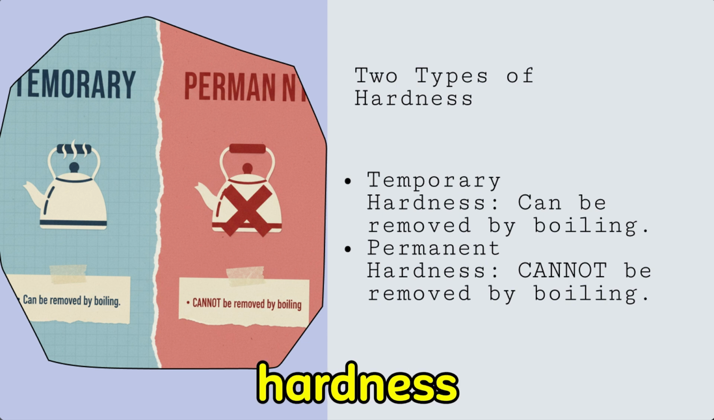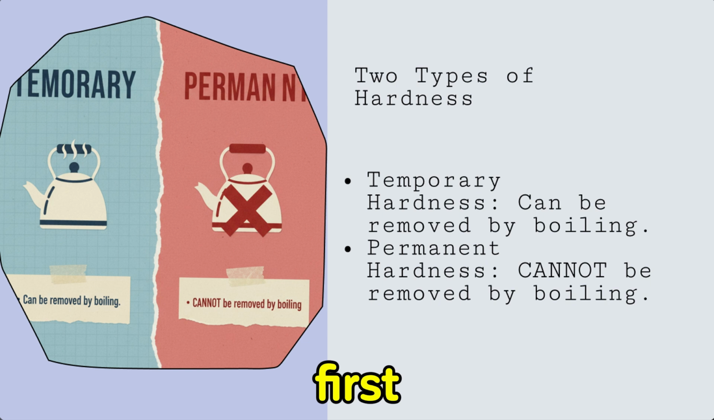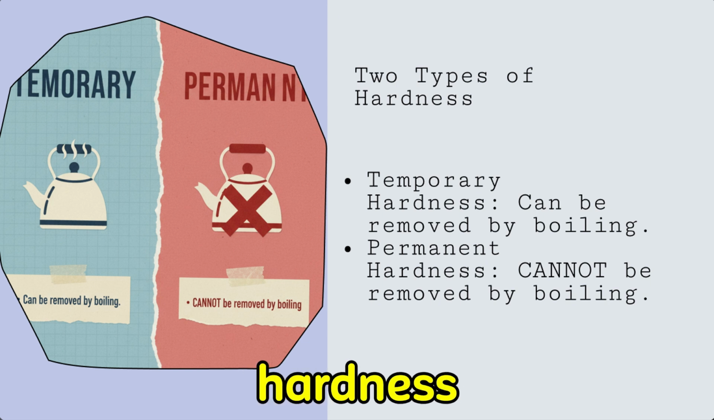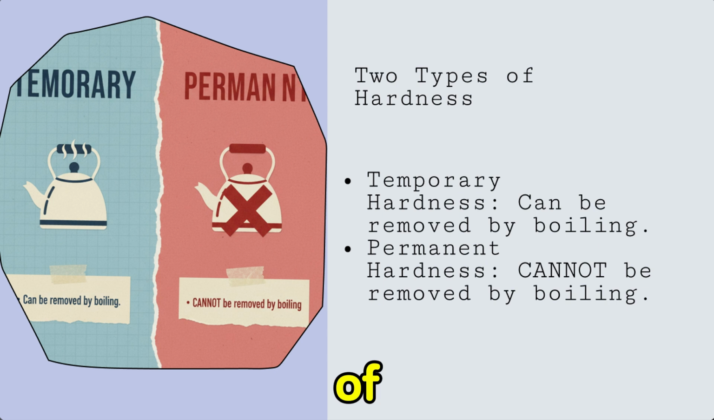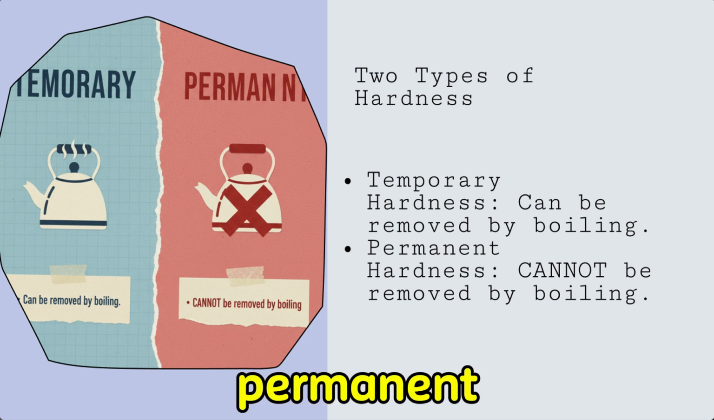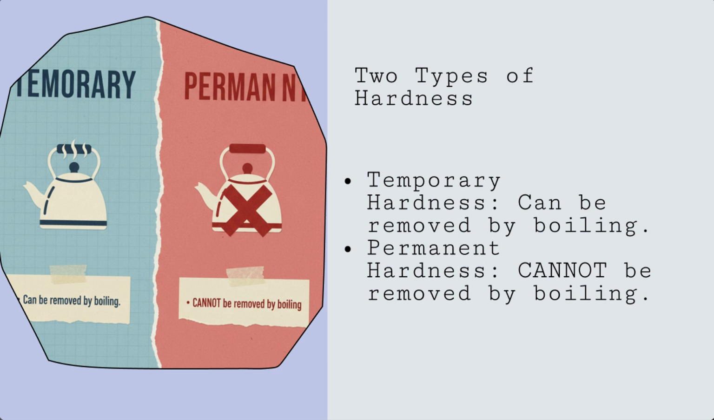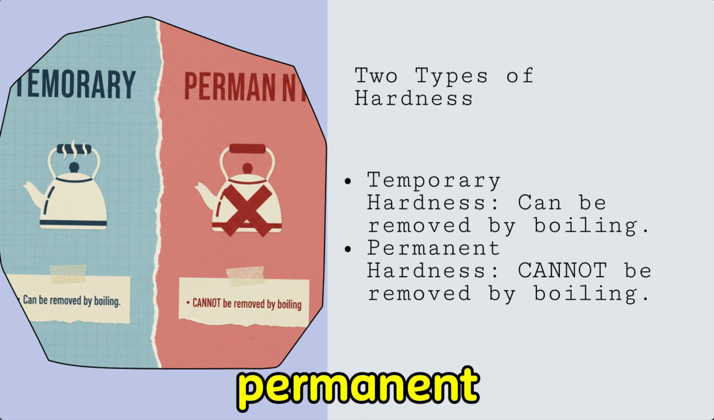So we know what hardness is, but it turns out there are two different kinds. First, we have temporary hardness. This is caused by the presence of dissolved bicarbonates of calcium and magnesium. It's called temporary because you can remove it just by boiling the water. Second, we have permanent hardness. This is caused by dissolved chlorides and sulfates of calcium and magnesium. Boiling does not remove this type of hardness, which is why it's called permanent.